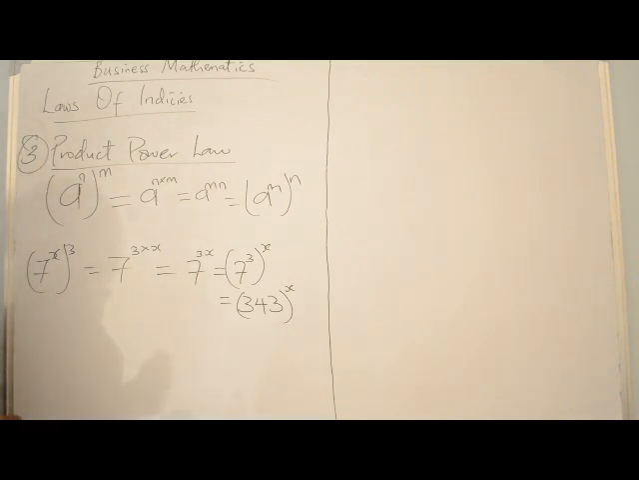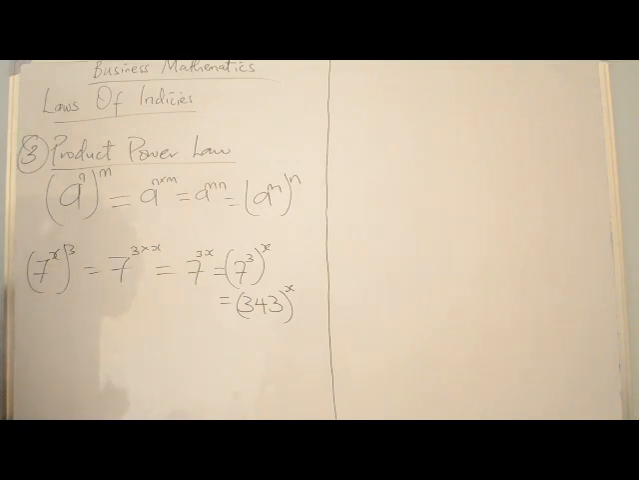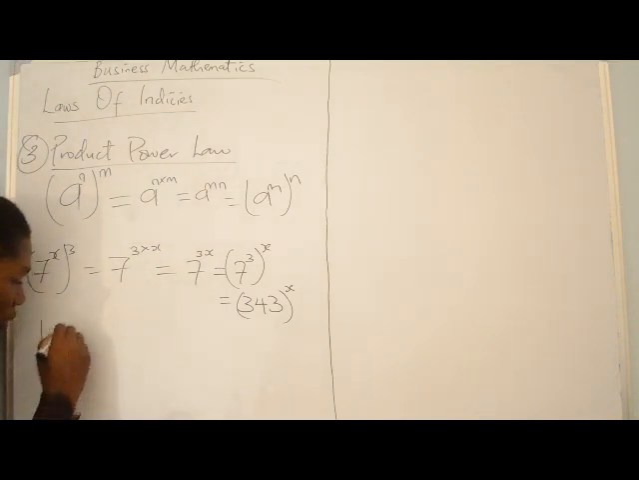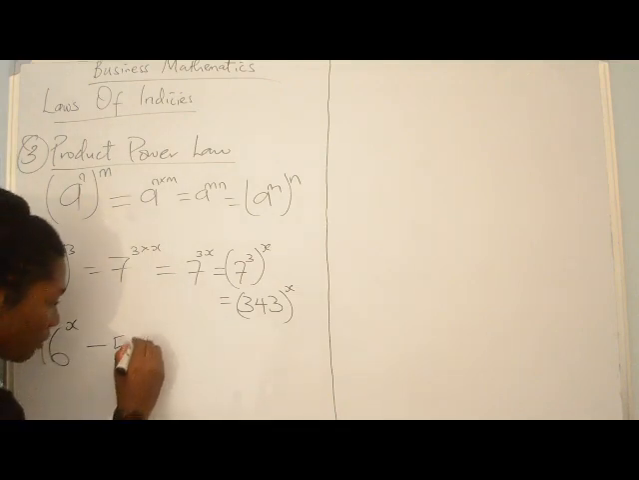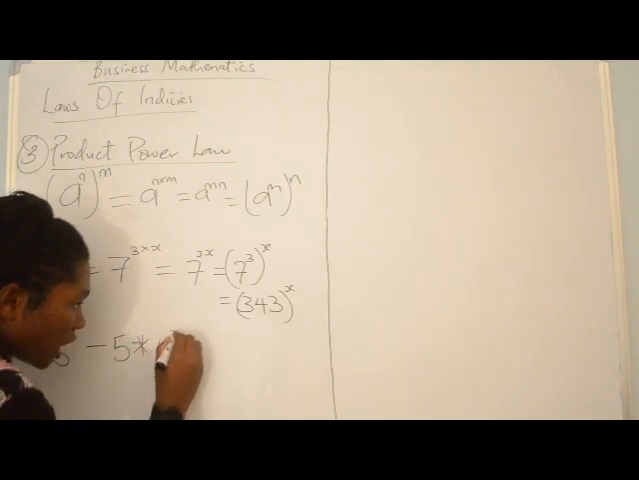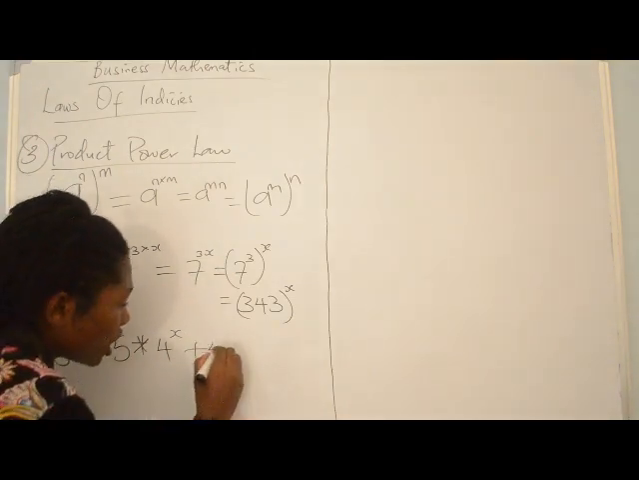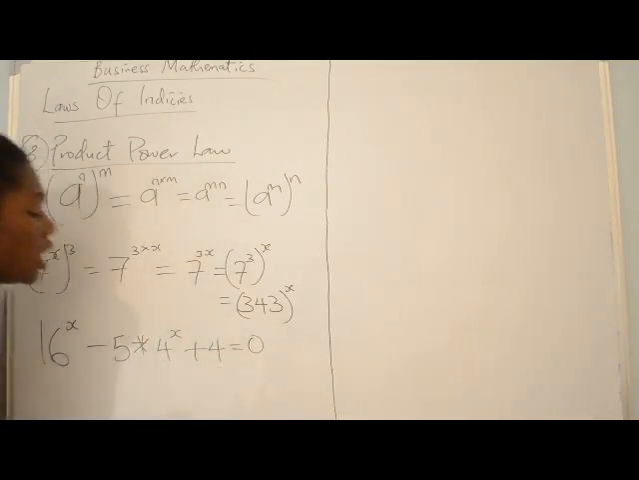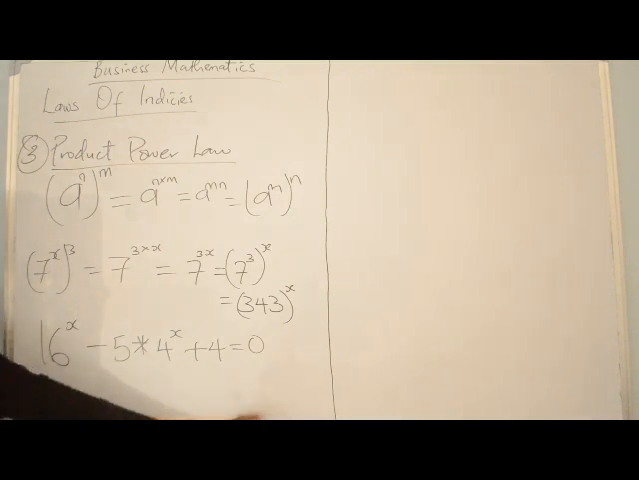Now I'm going to take an example and then we're going to solve. We are given that 16 raised to power x minus 5 times 4 raised to power x plus 4 is equal to 0. Now we are asked to find the value of x. This will be leading us to what is known as a quadratic equation.